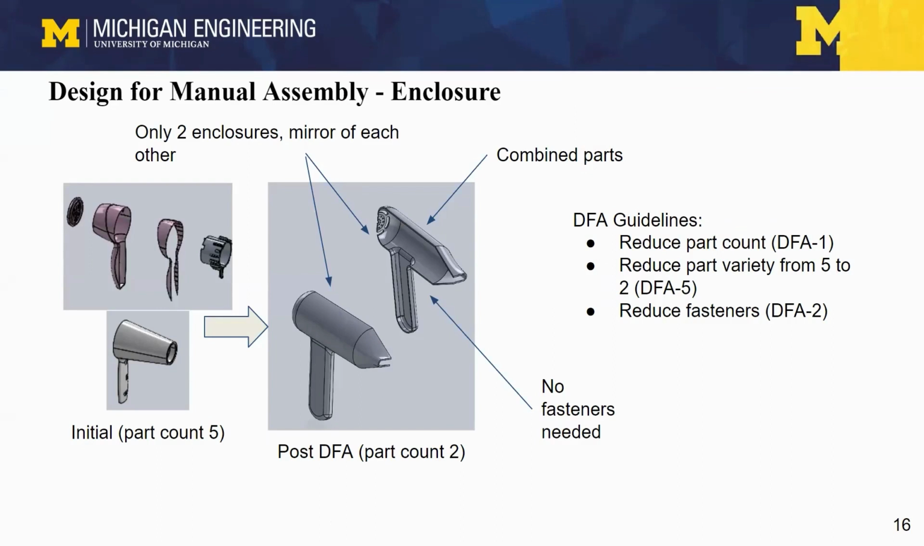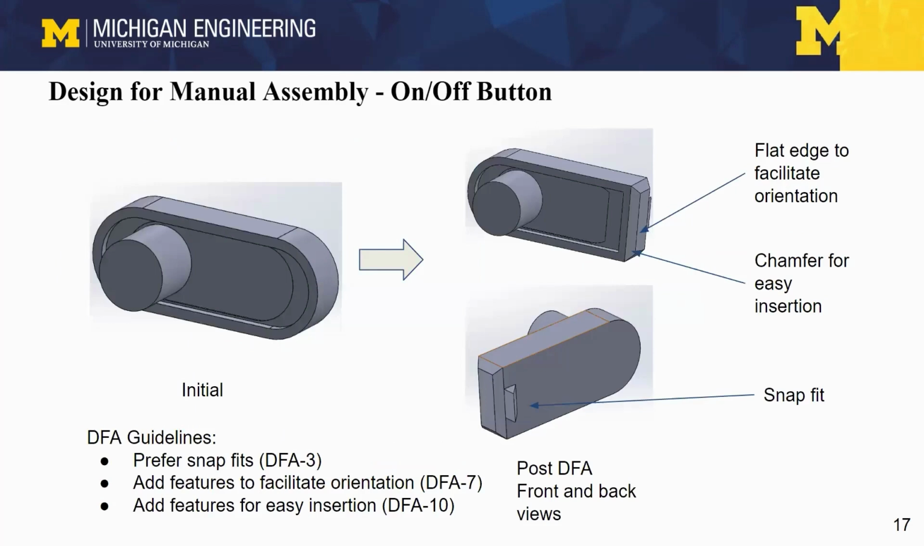The quad chart also represents it as a higher assembly cost part. The guidelines of reduction in part count, variety, and fasteners are used here. The on-off button was selected as a module part. The lower manufacturing cost can be attributed to its size, but it has higher functional importance and assembly cost. It was redesigned by adding a flat edge to facilitate orientation, snap fit, and chamfers for easy insertion.